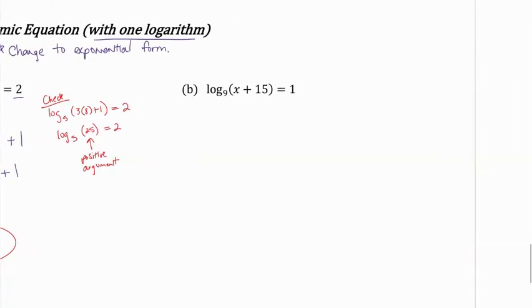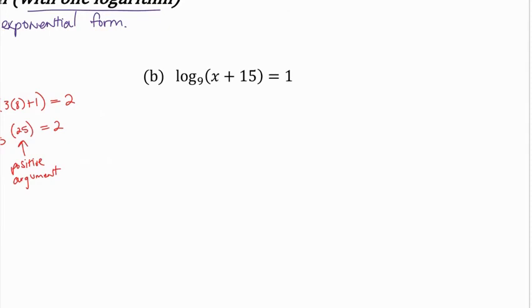Again, same thing. We have a logarithm just on one side of the equation, so we're just going to use that rhyme. The base becomes the base, so the base is 9. The answer is the exponent, so it'd be 9 to the first power equals my argument, x plus 15. And then again, we can solve that. 9 to the first is just 9, and then we want to subtract 15 on both sides. So we'd get negative 6 equals x.